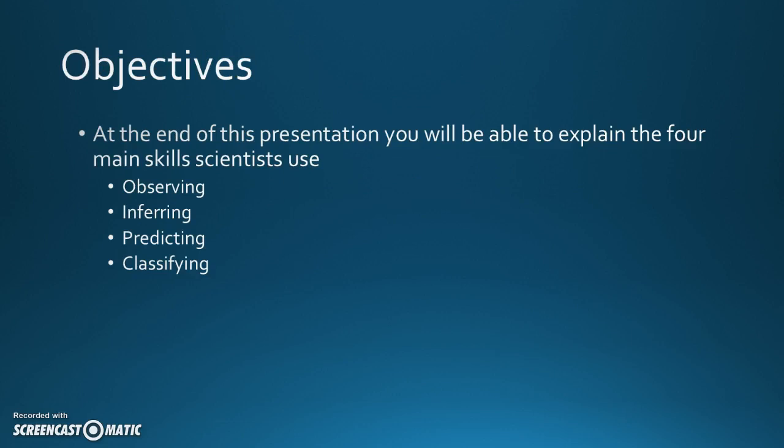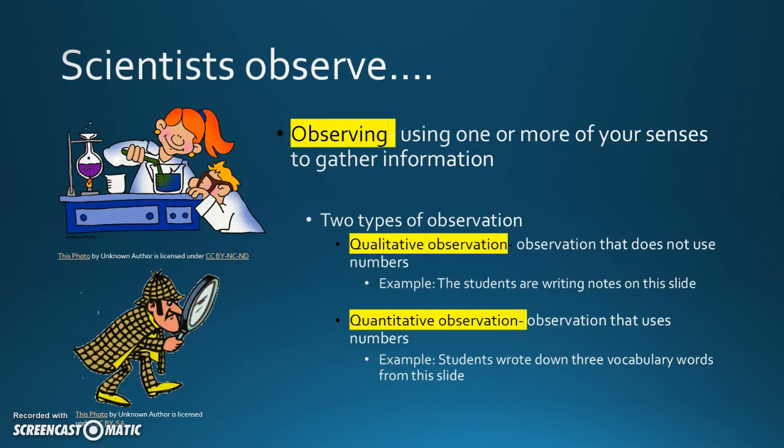Our objectives for this lesson are: you'll be able to explain the 4 main skills scientists use. That would be observing, inferring, predicting, and classifying. So the first skill scientists use is observation. Scientists observe. Observing is using one or more of your senses to gather information.